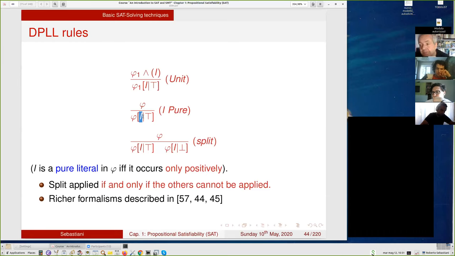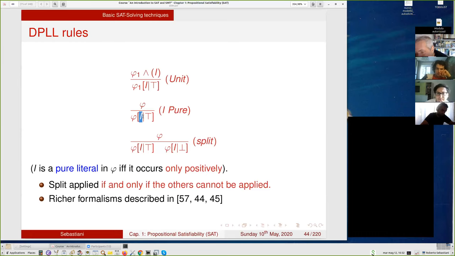L with true. Why is this the case? The reason is that if a formula occurs positively, then assigning it to true can contribute only positively to the satisfiability of the formula. Meaning, if there exists a model which assigns L to false, then the corresponding model in which L is assigned to true is also a model.